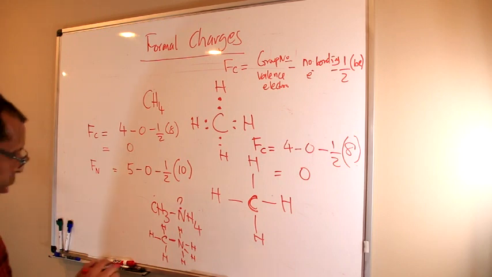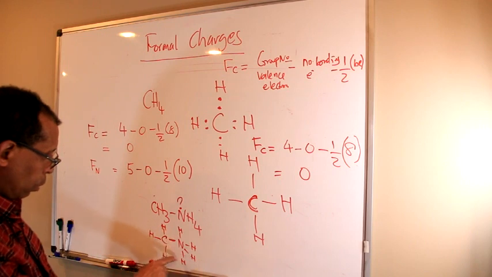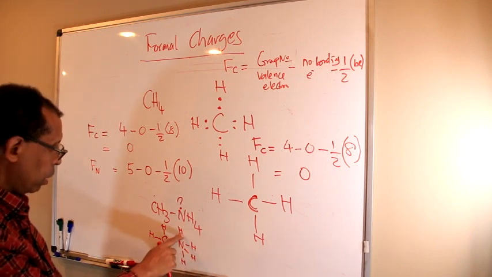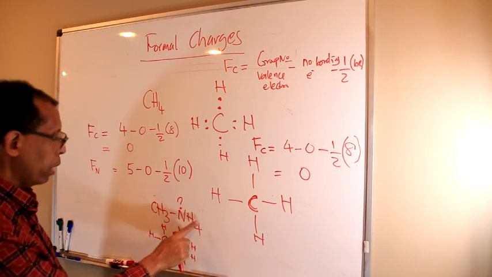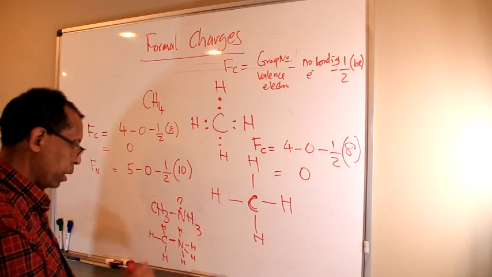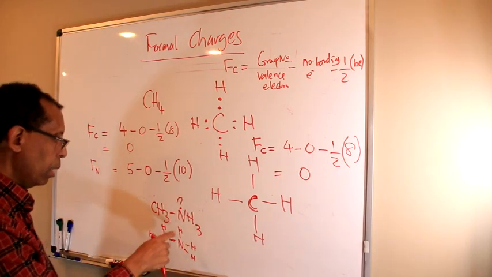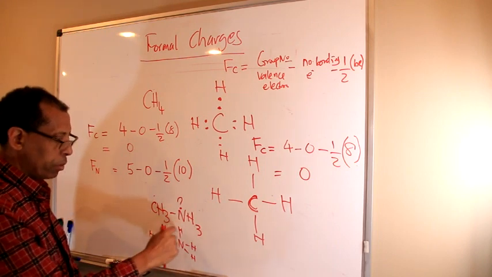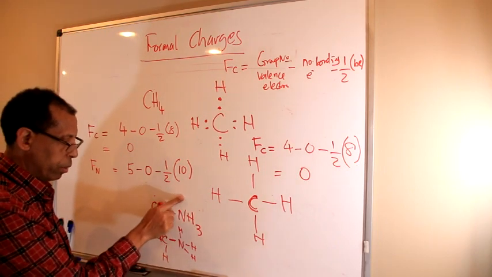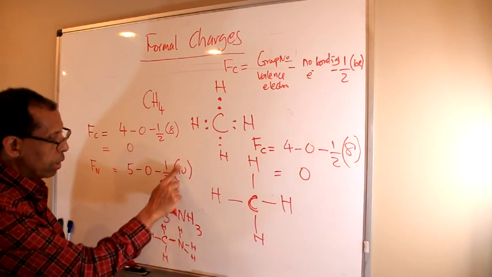but I'm sure maybe I have used methylamine. Sorry, I am wrong here, it should be 3. So there should be only 3 of them. So the question should be, what is the formal charge for this, with 3 hydrogens, sorry. So if you just calculate for this, there are 6 of them.